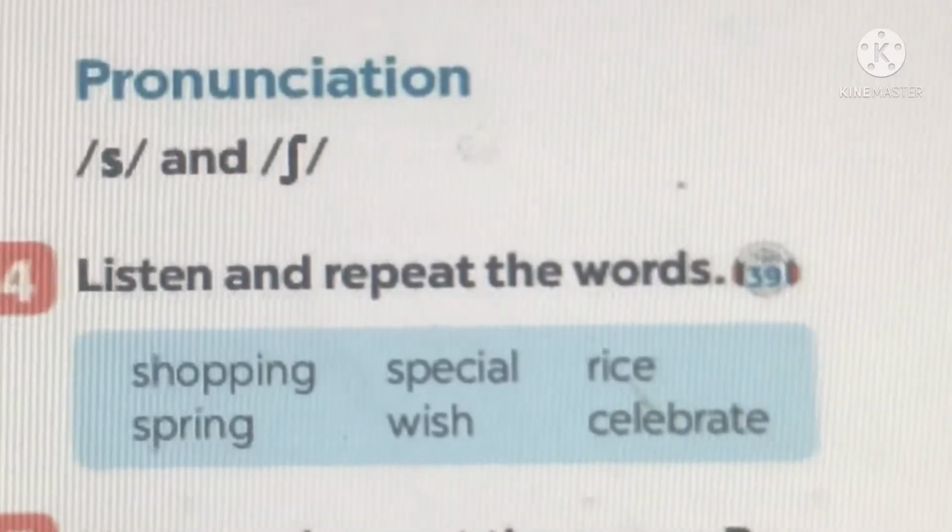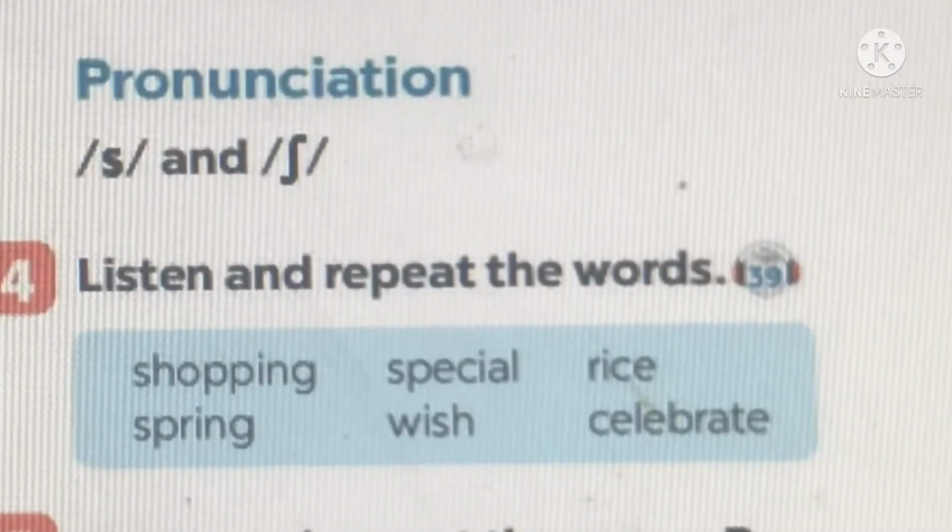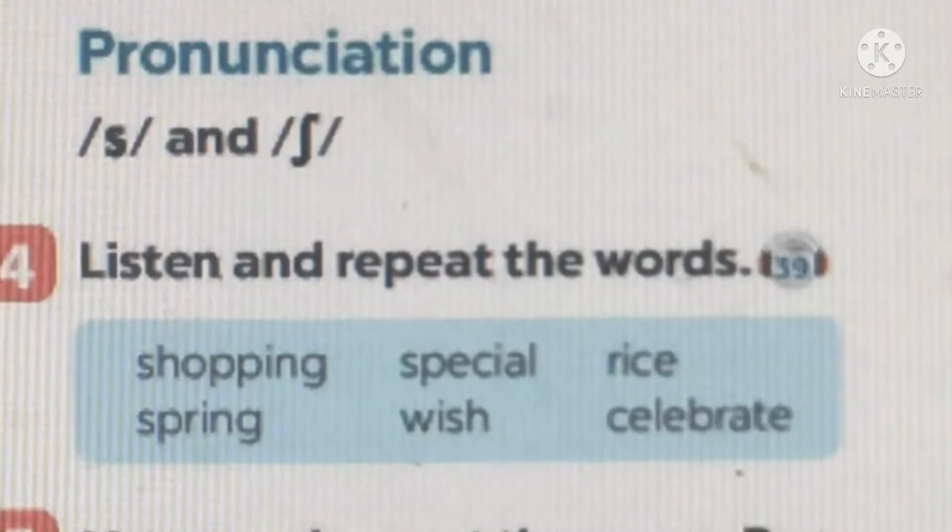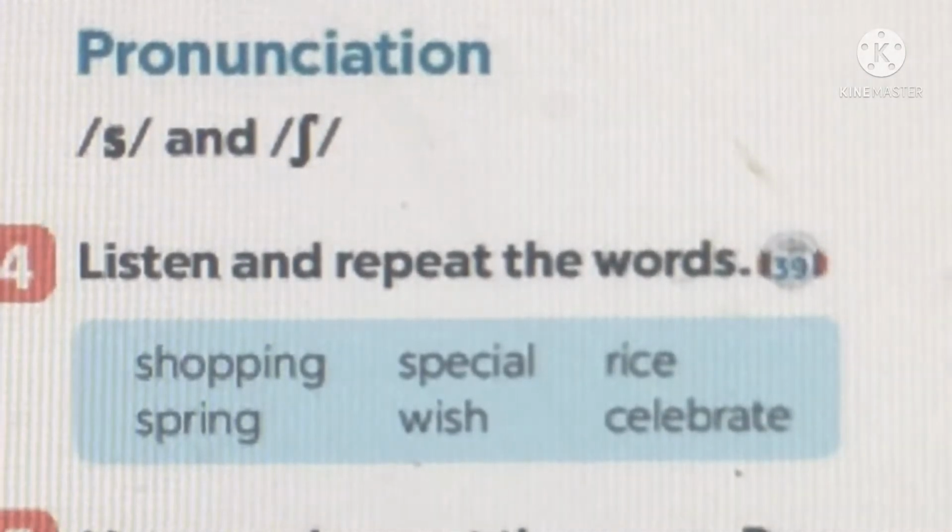Now this is the activity for pronunciation. Page 60. A closer look. 1. Pronunciation. th and sh. Activity 4. Listen and repeat the words.